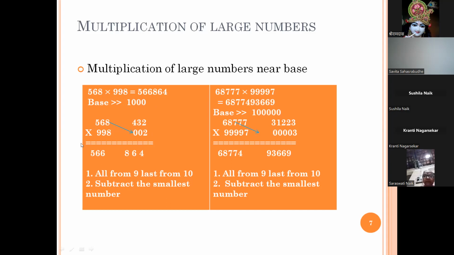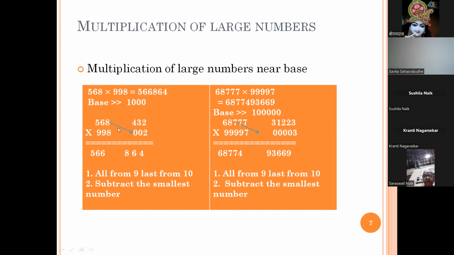Nikhilam Navatashcaramam Dashatah, which we learned two classes before. So 9 minus 5 is 4, 9 minus 6 is 3, 10 minus 8 is 2. So 432. For 998: 9 minus 9 is 0, 9 minus 9 is 0, 10 minus 8 is 2. Then 2 4s are 8, 2 3s are 6, 2 2s are 4. To avoid complicated calculations, we can simply subtract the smaller number.